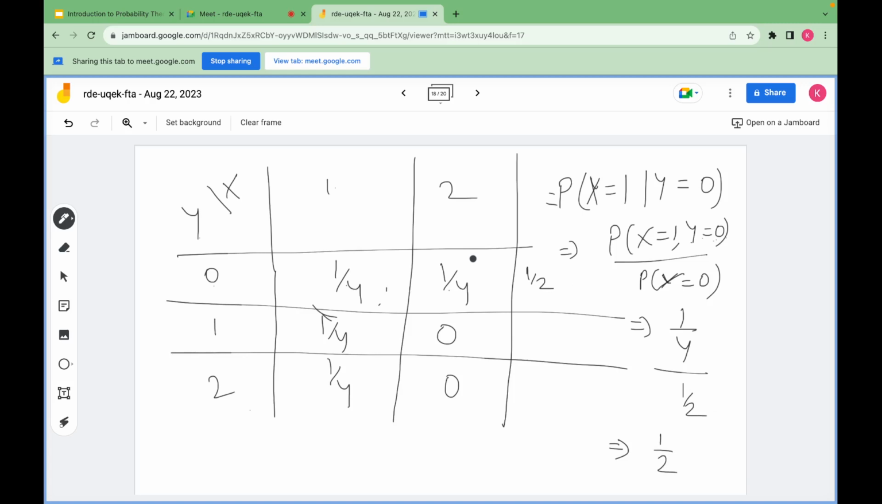Okay. So you understand that the probability of y equal to 0 is 1 by 4 plus 1 by 4. That's why the probability of y equal to 0 is 1 by 2. And the probability that x equal to 1 and y equal to 0 is given in the table itself, which is 1 by 4.